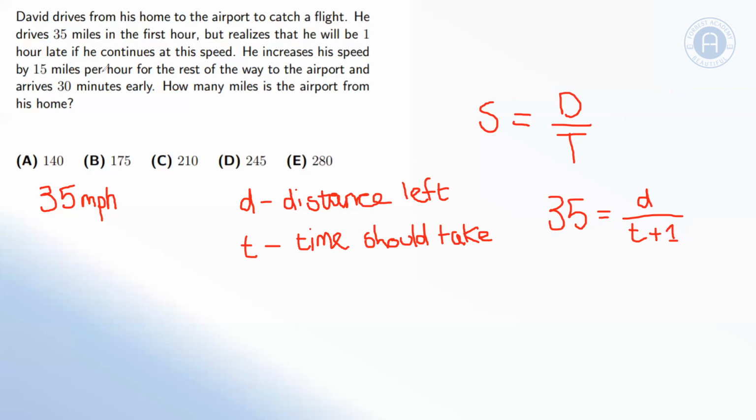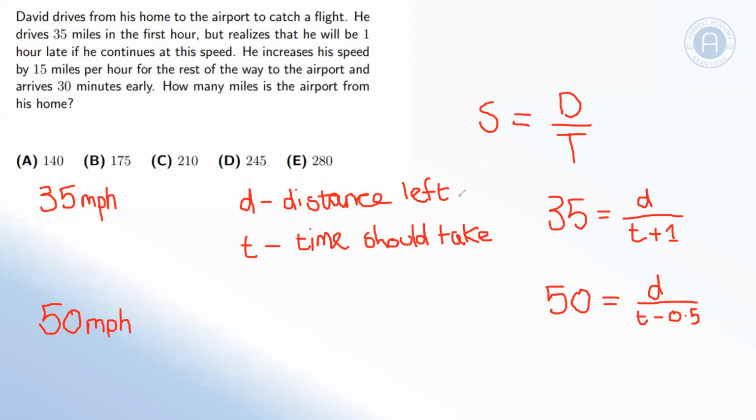We're then told that he increases his speed by 15 miles per hour for the rest of the way to the airport and arrives 30 minutes early. So he's now going 50 miles per hour, 35 plus 15. And if he does that, he's going to arrive 30 minutes early. If we use the same concept, with D being the distance left and T being the time he should take, then we've got 50 is equal to D divided by, now 30 minutes is half an hour, so T minus 0.5.